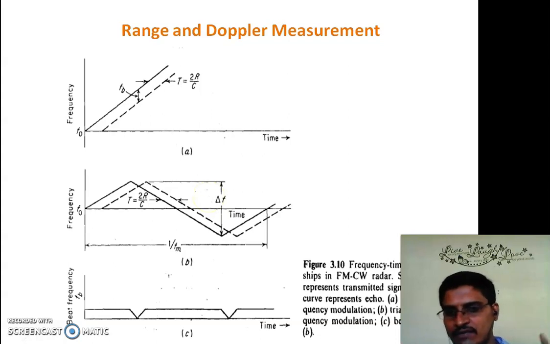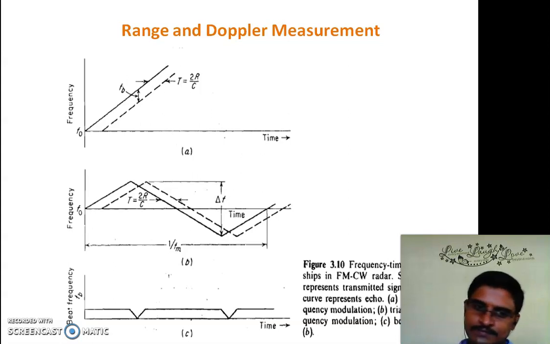Delta F is the frequency difference between the transmitted signal and the echo signal. Here this is the time period of the transmitted signal. If we take the reciprocal, that is 1 by Fm. The initial frequency, the frequency of the transmitted signal, is Fm. If we take the reciprocal, then we get the time difference. Here this is the beat frequency. Beat frequency means the frequency difference between the transmitted signal and the received signal.